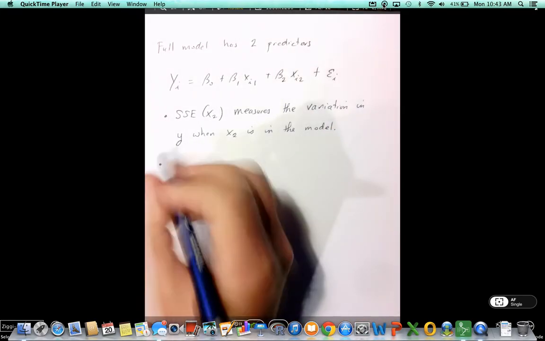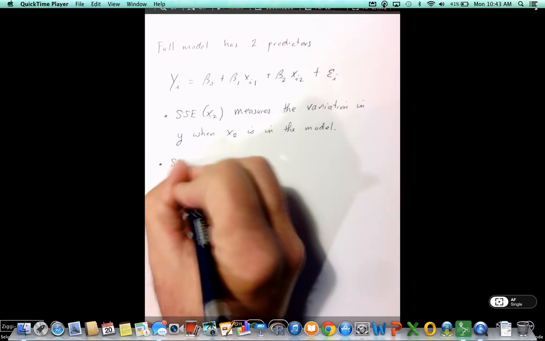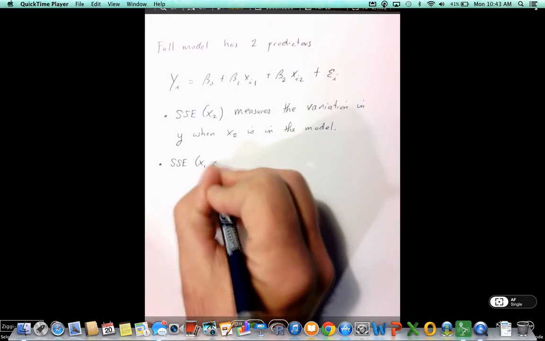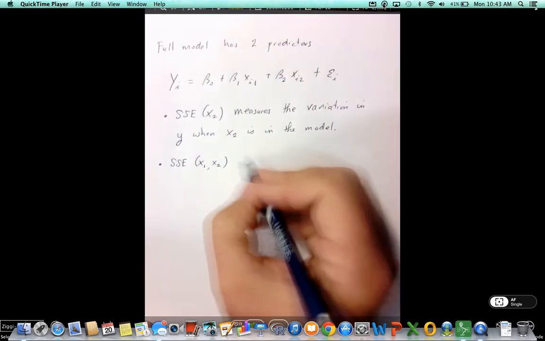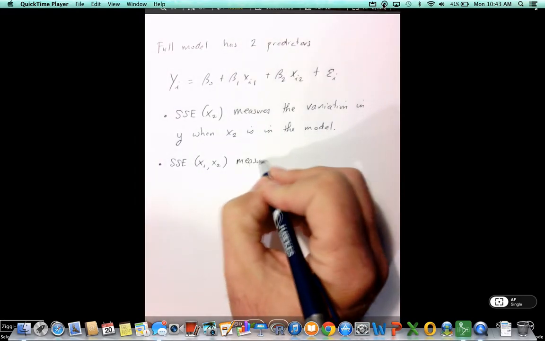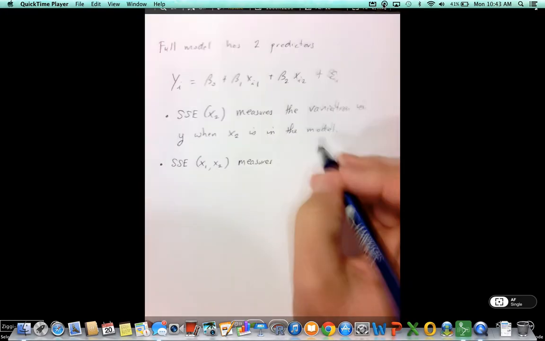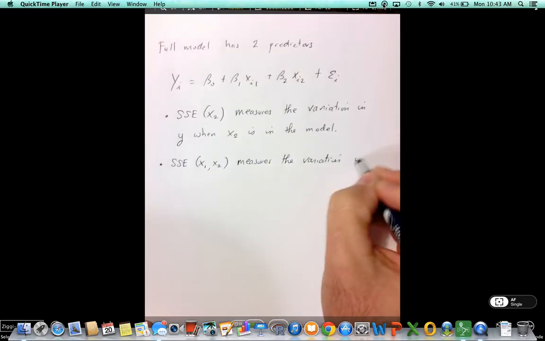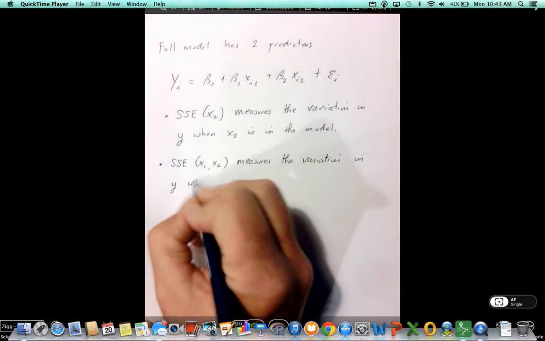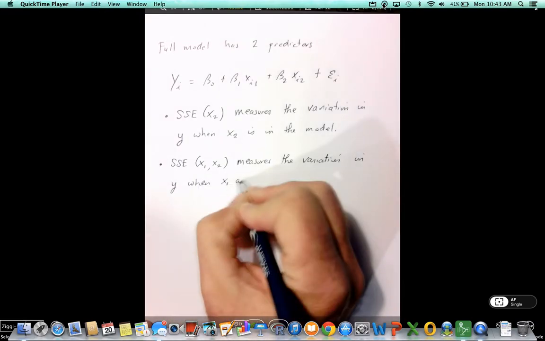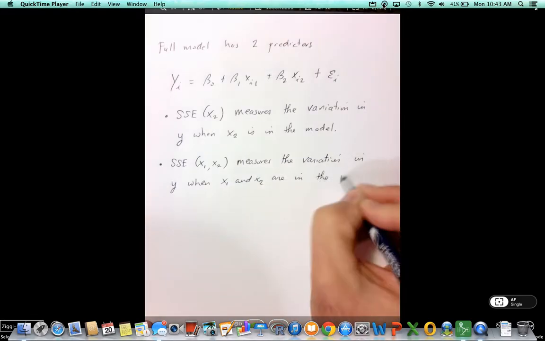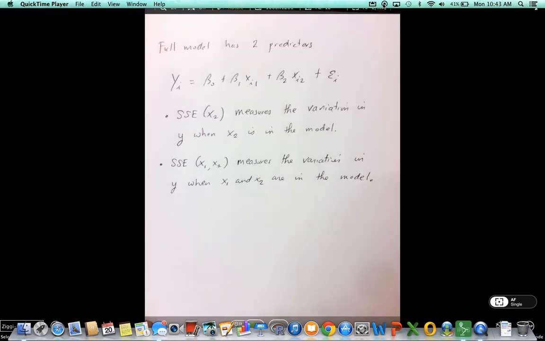I would also expect you to know that the notation sum of squares error for x1 comma x2 measures, it probably goes without saying, but I'm going to be thorough here, the variation in y when x1 and x2 are in the model. Okay, so just a little bit of review there.